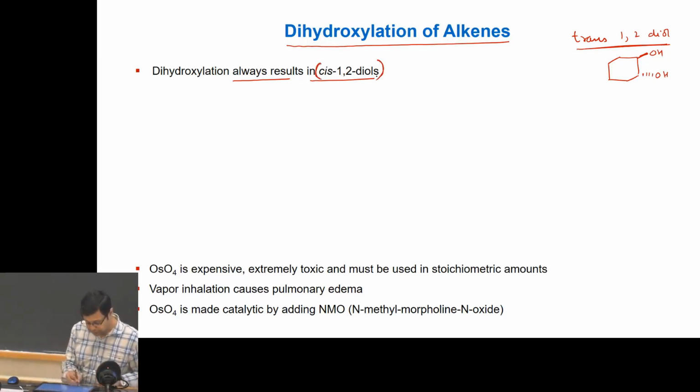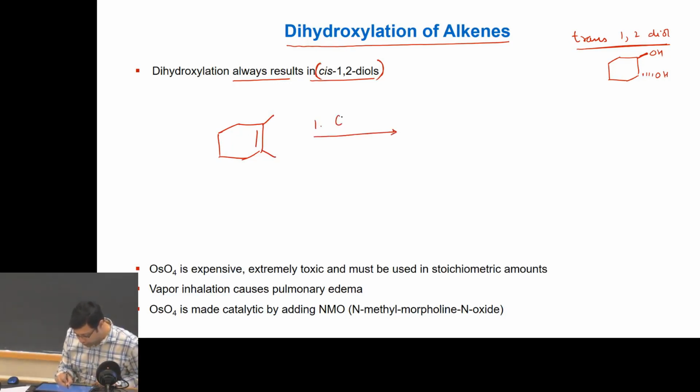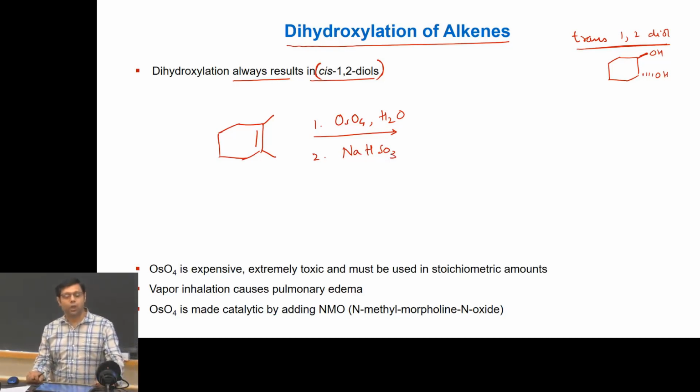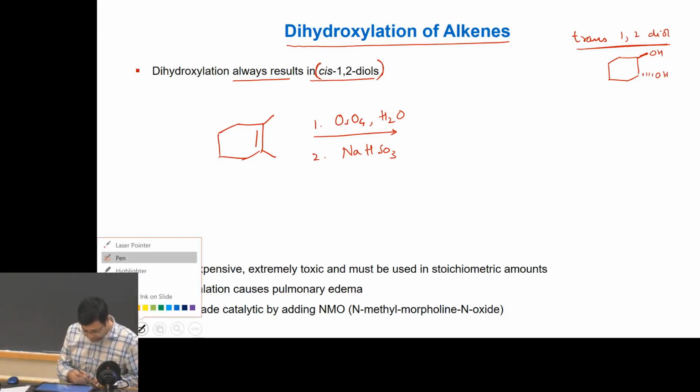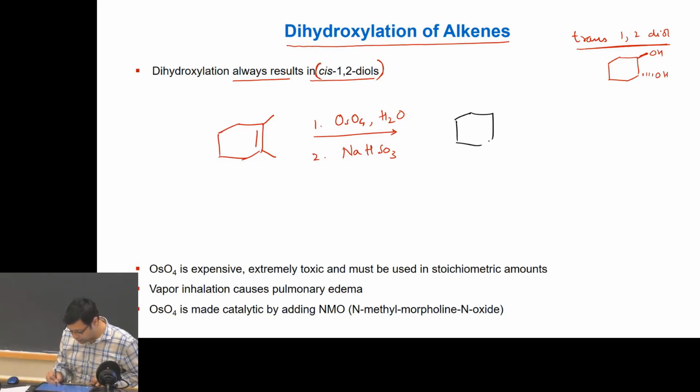So let's write the reaction. Let's say you start off with that alkene. The reaction conditions for dihydroxylation: osmium tetroxide with some water. That's step 1. Step 2 is sodium bisulfite, NaHSO3. Both these steps are required to complete dihydroxylation. All right. The product in the reaction, cis 1,2-diols.